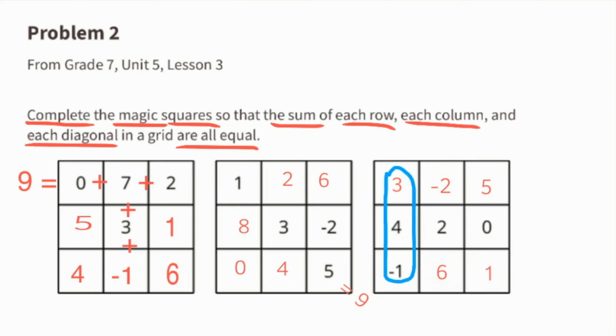Left-hand column, 3 plus 4 minus 1, that equals 6. Middle column, 6 plus 2 minus 2, that equals 6. Right-hand column, 1 plus 0 plus 5, that equals 6. This diagonal, 3 plus 2 plus 1, that equals 6. The other diagonal, 5 plus 2 minus 1, that equals 6.